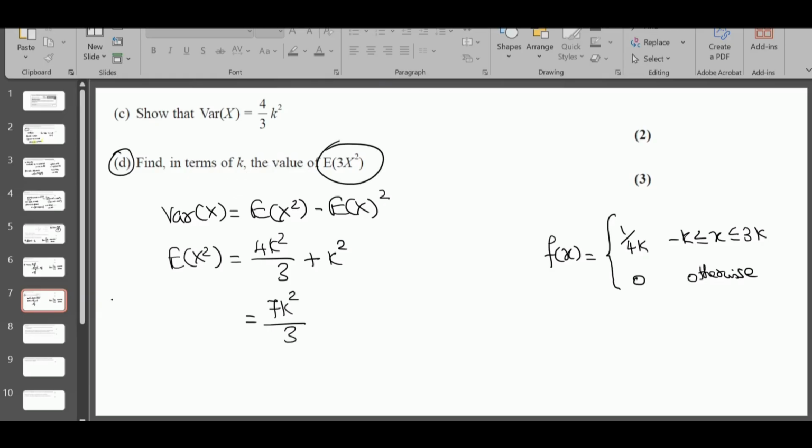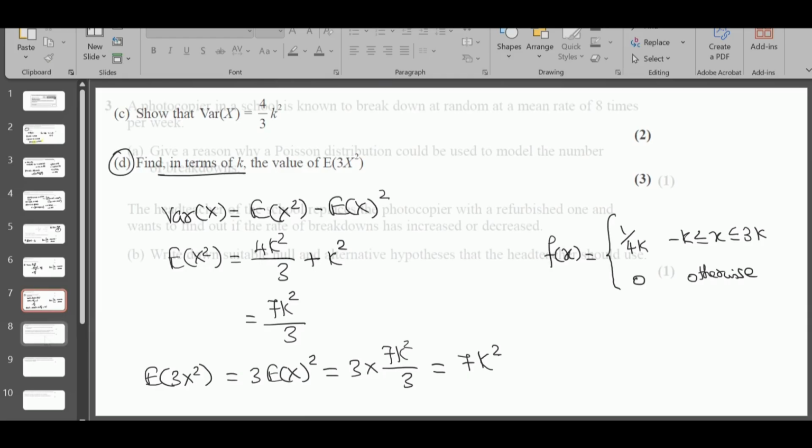But they want E of 3x squared. E of 3x squared is the same as 3 E of x squared, which is 3 times 7k squared over 3. The 3 can be cancelled. You'll get 7k squared. That's why they want the answer in terms of k.